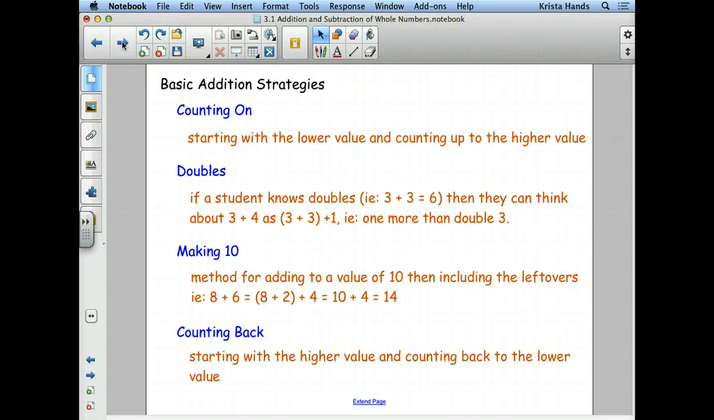Making 10. I already mentioned this one, didn't I? This idea that if I were able to look at the numbers in a different way to make 10, it's sometimes helpful. So again, we're dealing with small numbers here, not because I don't think you can handle the large numbers, but it's easier to see what's happening with the small numbers. However, you're using them more frequently when you get to the larger numbers. Okay, so I'm just using the small numbers as an example.